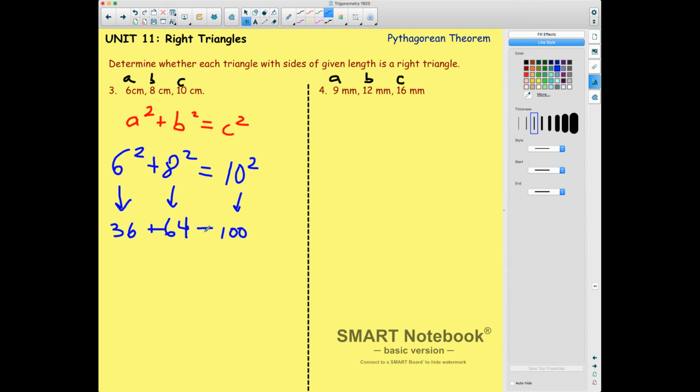And this is, again, the moment of truth. Is 36 plus 64 100? Is it? Is it? Is it? Yeah, it is. So hundo, twinning. Yes, it's a right triangle.